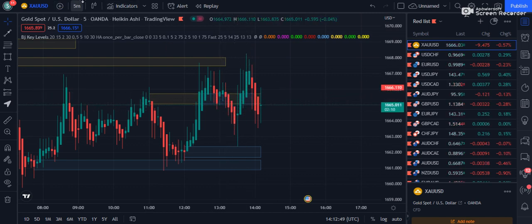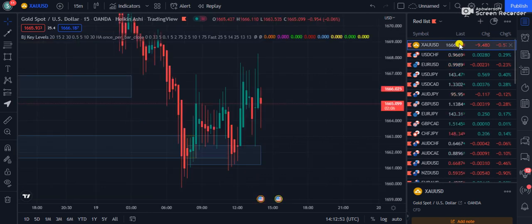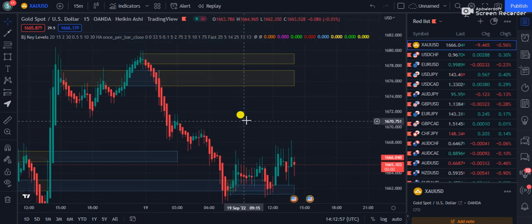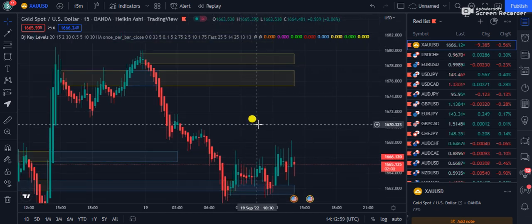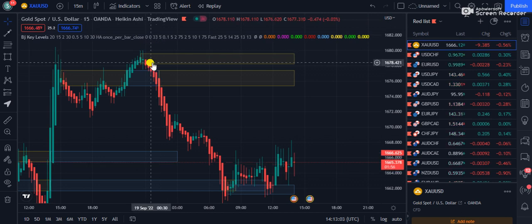The higher the time frame you use, the better results you will get from this market. So for example, if I go to the gold 15 minutes right now, you can see the results are more accurate, and you can see this was basically the supply zone. Supply zone means that sellers can come into the market.